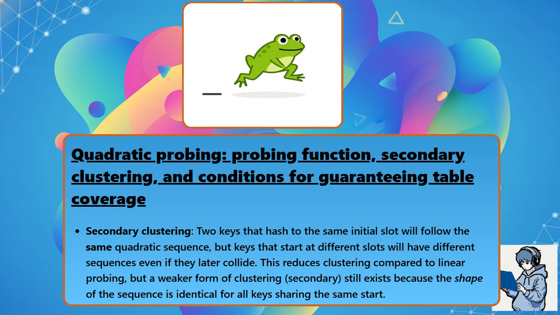Secondary clustering: two keys that hash to the same initial slot will follow the same quadratic sequence, but keys that start at different slots will have different sequences even if they later collide. This reduces clustering compared to linear probing, but a weaker form of clustering, secondary, still exists because the shape of the sequence is identical for all keys sharing the same start.